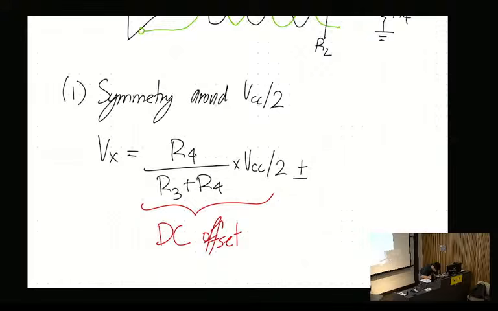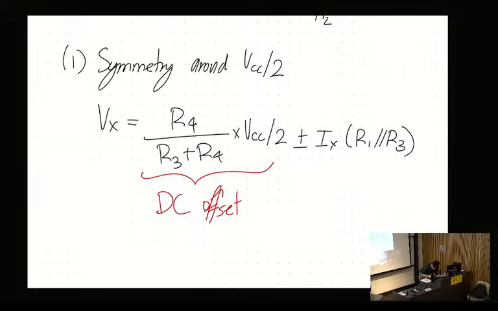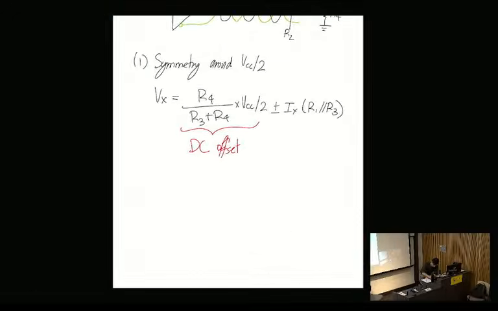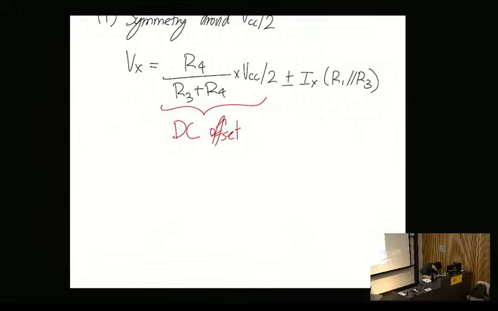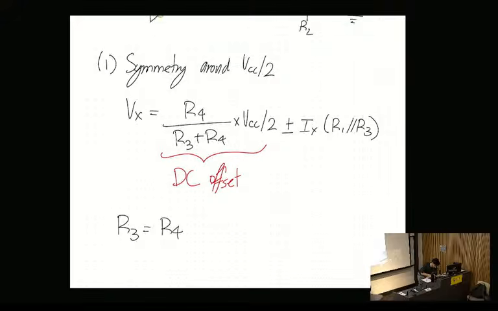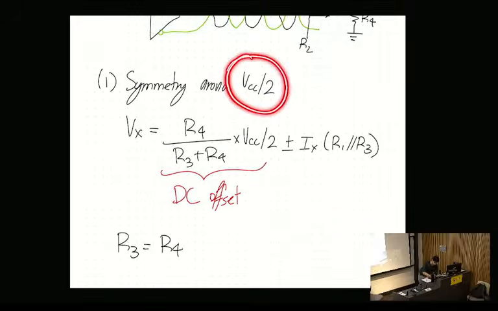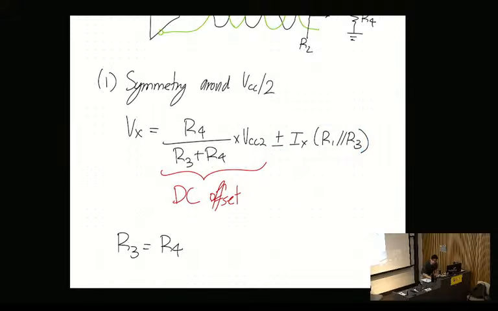So plus or minus Ix, R1 in parallel with R3. So for symmetry, what do I have to enforce? Exactly. So all I have to enforce is that R3 is equal to R4. Right? Sorry, there's two conditions. The first one being that it has to swing around VCC on 2. That should be, for some reason he's called this voltage VCC2, which has made things a little confusing.